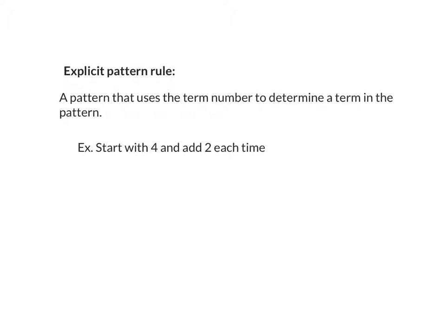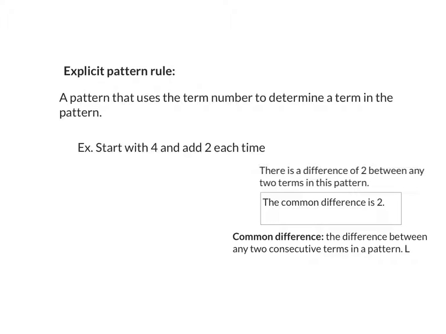Because the recursive pattern rule would be taking too long, we're going to use the explicit pattern rule. So this is a pattern that uses the term number to determine a term in the pattern. So we go back to our example of start with 4 and add 2 each time. Because of this example, we know that there is a difference of 2 between any two terms in this particular pattern. So we know that the common difference is 2. Now a common difference is the difference between any two consecutive terms in a pattern.